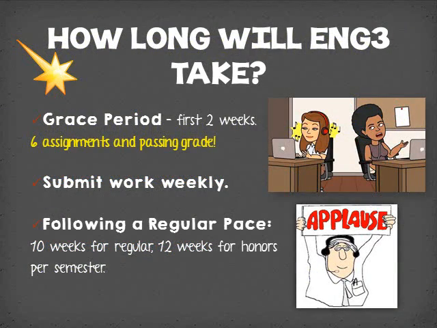I know everyone wants to know, how long will this take? Well, let's focus on one thing at a time. Your grace period is your first 2 weeks. That's very important. At the end of that period, you will want to finish your first 6 assignments in the course and have a passing grade. Not just 6 random assignments, the first 6 in the class minus your collaboration. The grace period begins after your welcome call and when you're activated in the course. After that, you'll need to continue to submit work weekly, and if you maintain a consistent pace, it takes 10 weeks for regular credit and 12 weeks for honors credit.